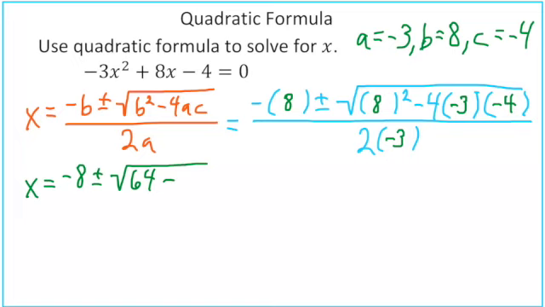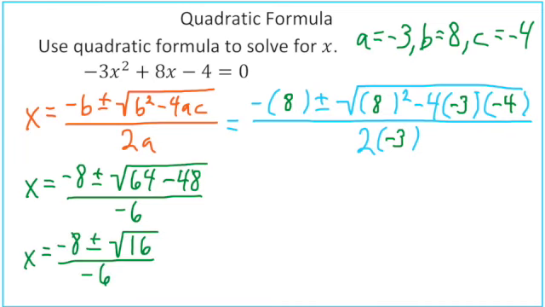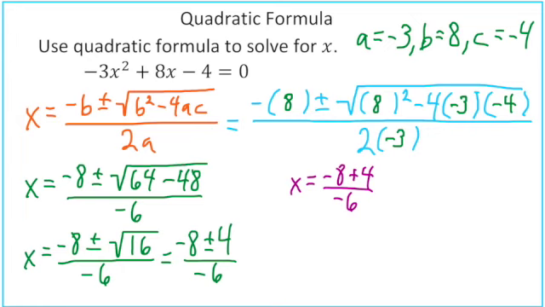Now worry about multiplying the numbers. 4 times 3 is 12, and 12 times 4 is 48. On the bottom, we have 2 times negative 3, which is negative 6. Now we can simplify the square root part. 64 minus 48 gives us 16. And the square root of 16 is another perfect square. That's 4. So now we go ahead and split it into our two possibilities of negative 8 plus 4 divided by negative 6 and negative 8 minus 4 divided by negative 6.